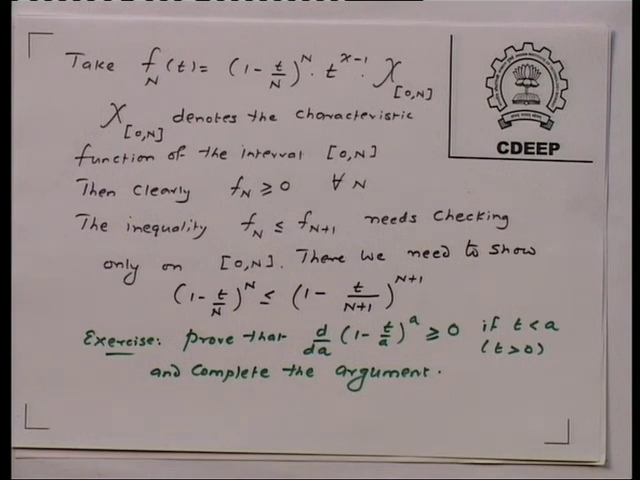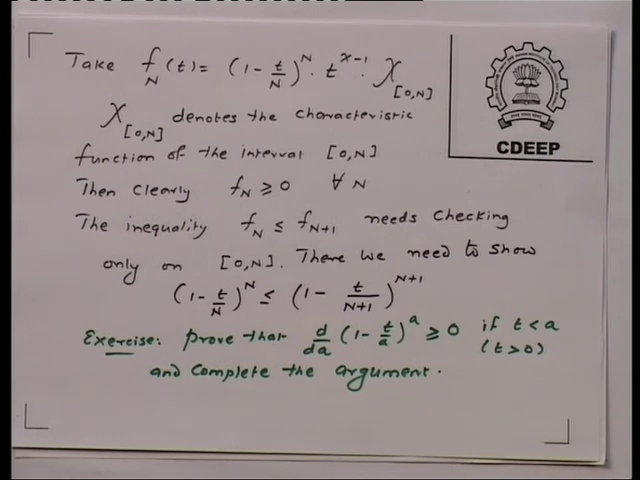Characteristic function of 0 to n, right? Clearly the thing is non-negative, okay. And then what are we supposed to check? f_n less than or equal to f_(n+1). That is, we have to show that, and we need to worry only about the interval 0 to n, right? Because on n to n plus 1, f_n is 0 and f_(n+1) is positive, finished. So the job is relevant only in 0 to n, and this is the thing that you have to prove.